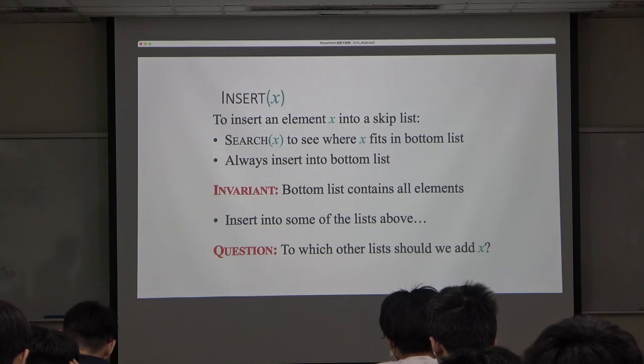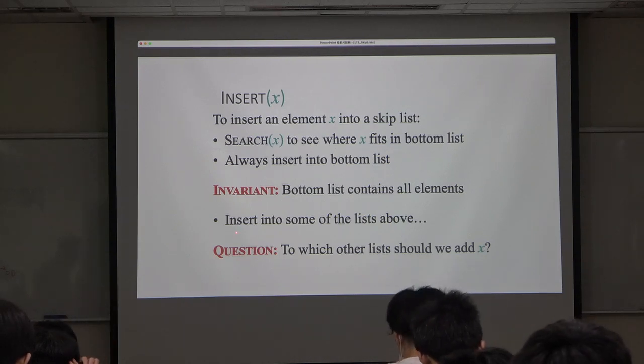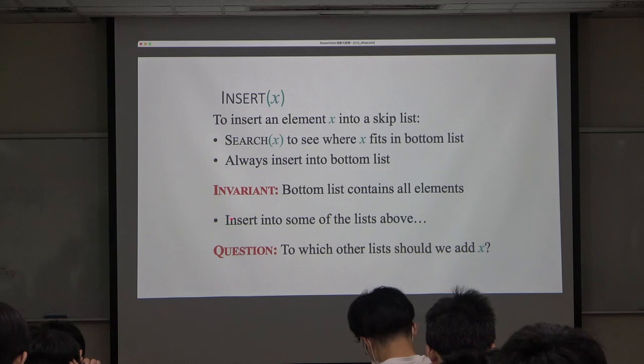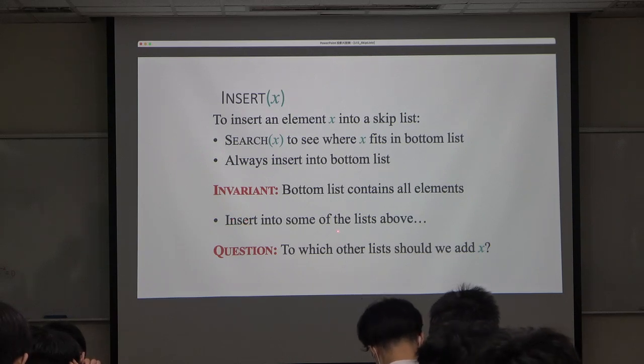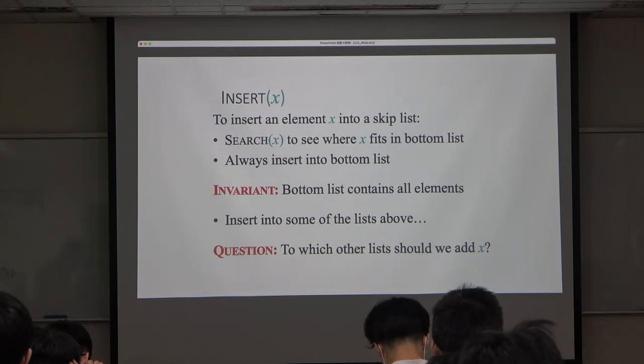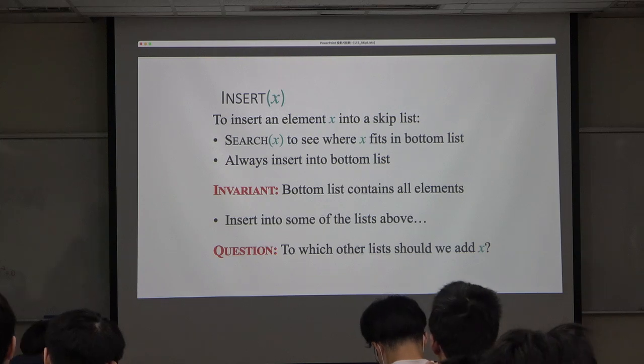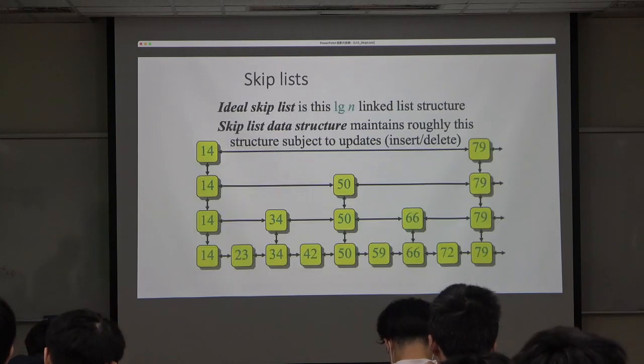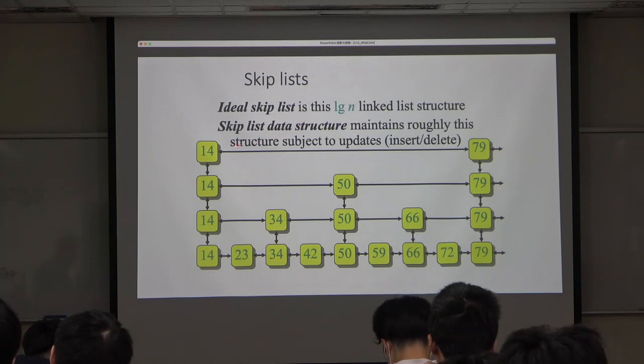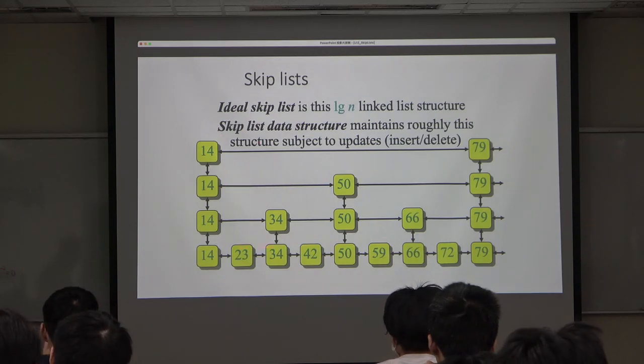As for whether we should insert X into some of the lists above the bottom list, how to do that? To which other list should we add X? That's an interesting question. I mean, we could do it like this. It's like equally spacing, right? Equally spacing.